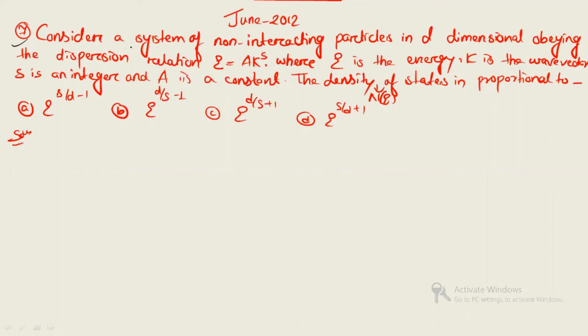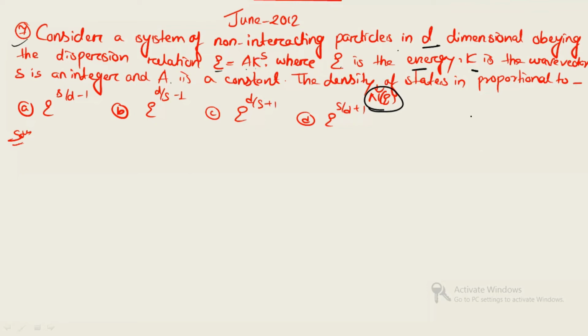Here it is said, consider a system of non-interacting particles in d dimension obeying the dispersion relation epsilon equals A k to the power s, where epsilon is the energy, k is the wave vector, and s is an integer. A is representing a constant. So the density of state, denoted by N(epsilon) as a function of energy, is proportional to what? If you have seen the last video also, we have done a question related to density of states, energy, and the wave vector.